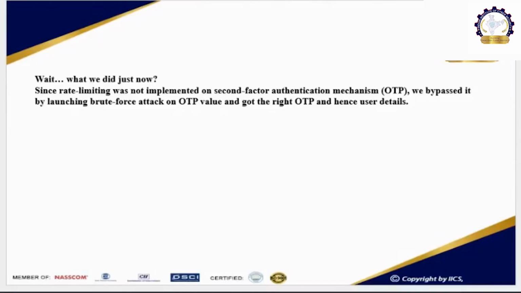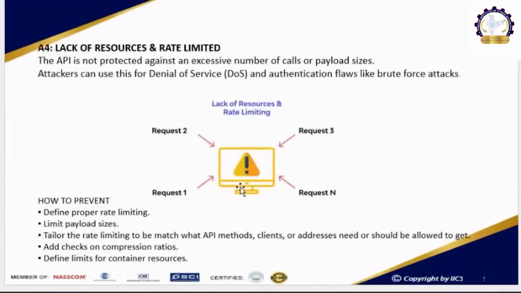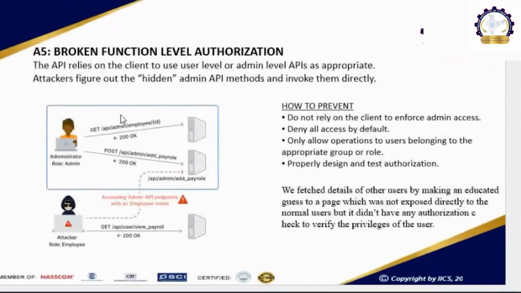So once the OTP is bypassed, we get the user details. This is all about A5. No, not A5, it is A4. It's all about lack of resources and rate limiting. And next we have broken function level authorization. In A1 we have broken object level authorization. Next we have broken function level authorization.